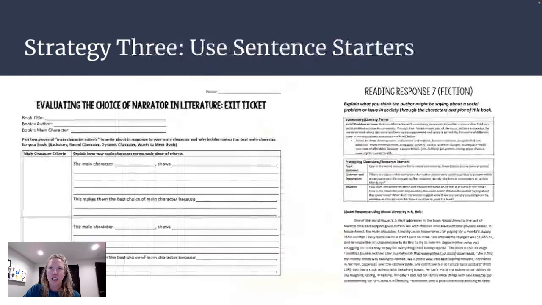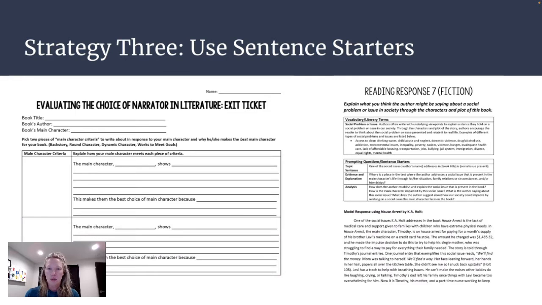The next strategy is to use sentence starters. I like to use them in a reading response kind of format. You can see on the screen a couple of different examples of how to use sentence starters. The first one, on the left, is more like an exit ticket. I've asked students a specific reading response question and given them the sentence starter to get them started with that.